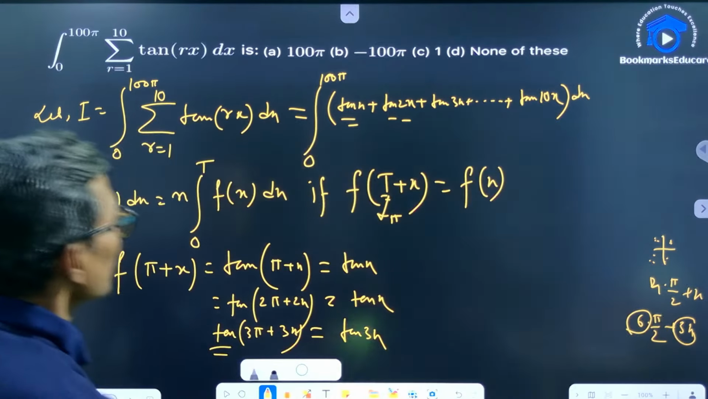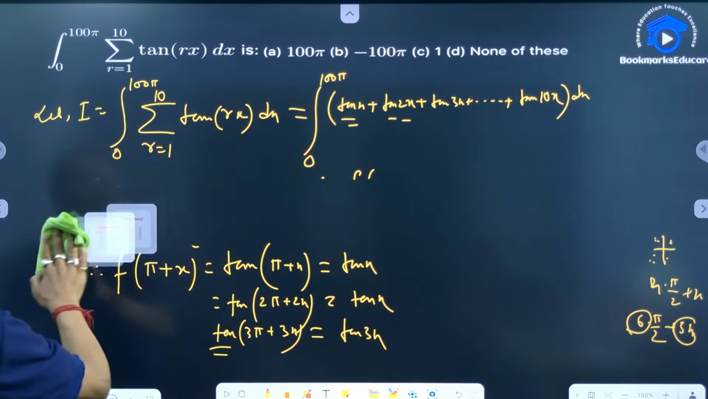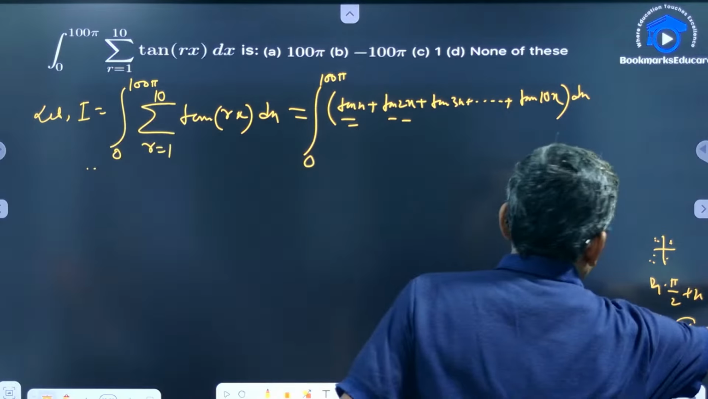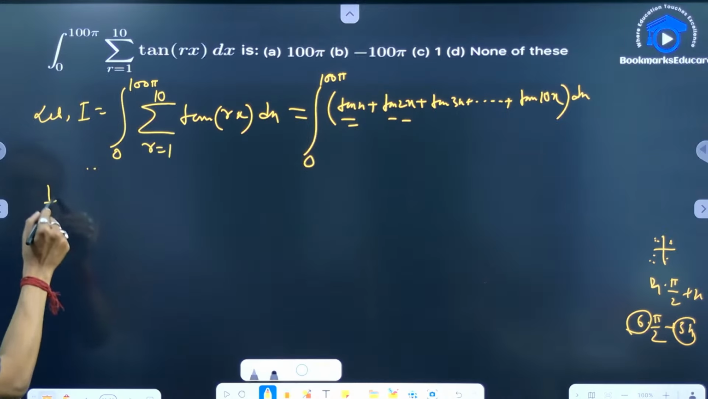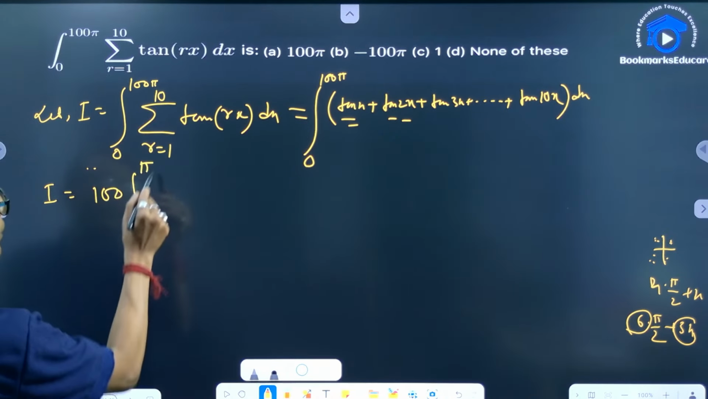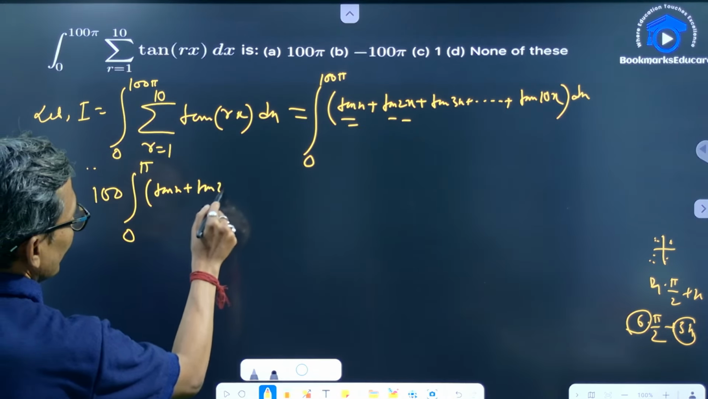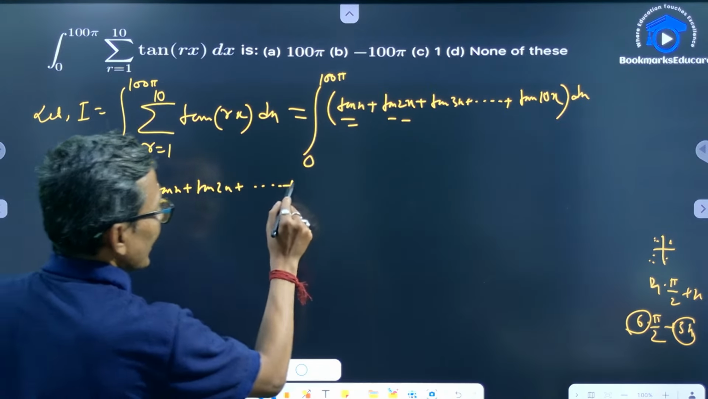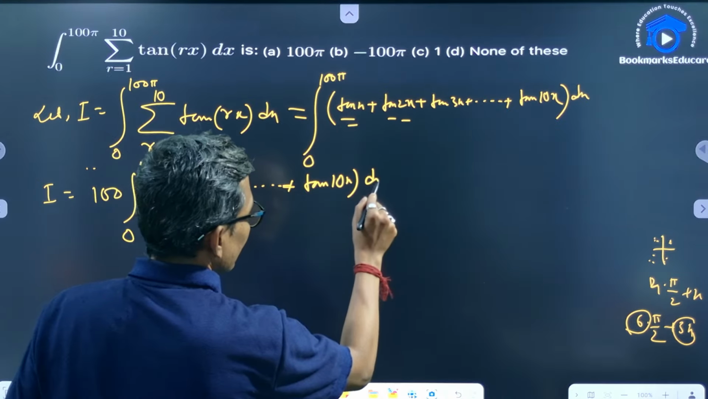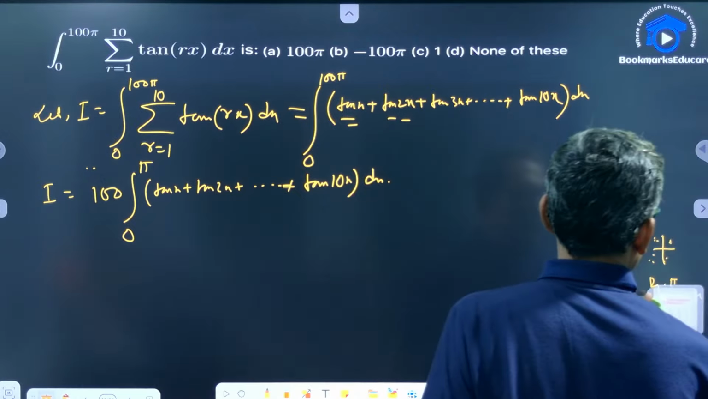So applying this property over here, what will we get? I is equal to pi 100 into 0 to pi tan x plus tan 2x, like this up to tan 10x, into dx. Clear? Now another property will be used over here.